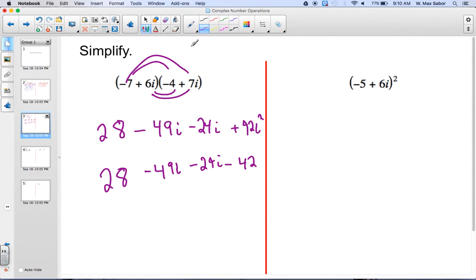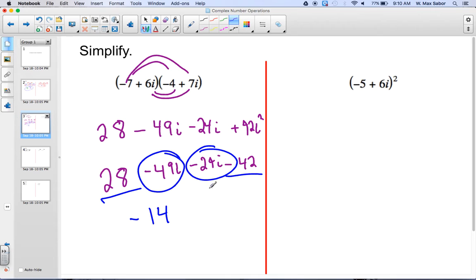So if we wanted to rewrite it the long way, we would do that and then rewrite it as negative 42. Now we combine the real parts. That becomes negative 14. Combine the imaginary parts, and that is negative 73i.